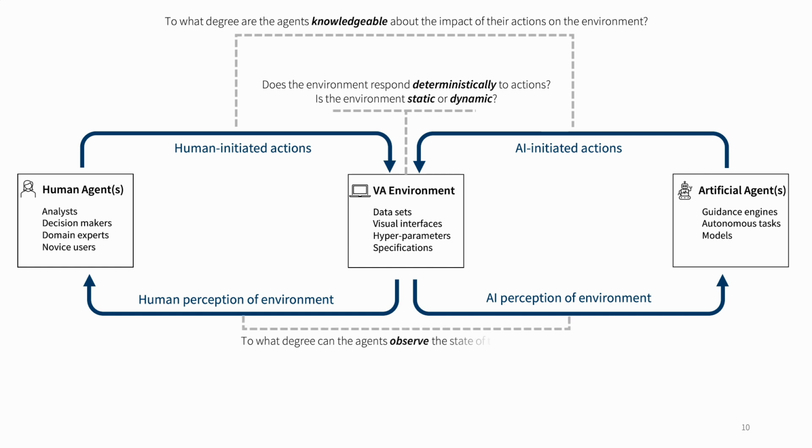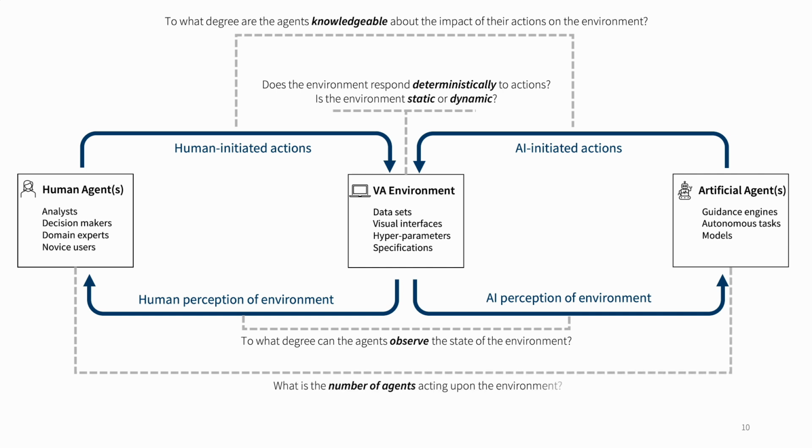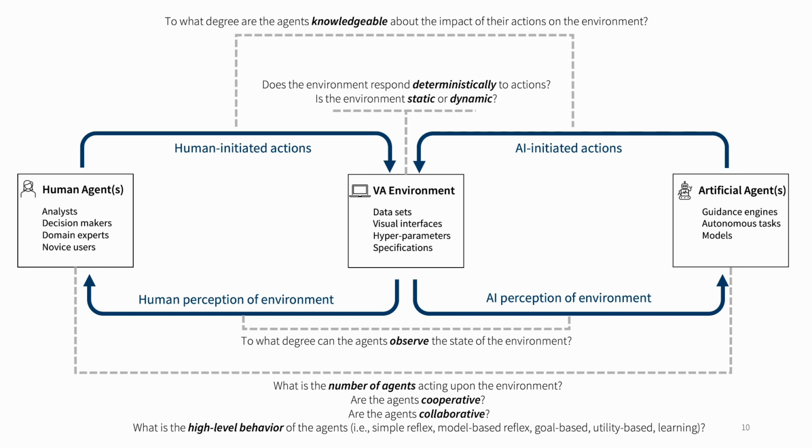Next, we look at the bottom arrows denoting agents' perception of their environment. Here, we can ask to what degree agents can observe their environment. In some cases, agents can fully observe their environment, whereas in other cases, agents can only partially observe their environments. Finally, let's consider the agents themselves. Here, we can ask a set of questions, such as how many agents are acting upon the environment? Are the agents cooperative? Are the agents collaborative? And what is the high-level behavior of the agents?